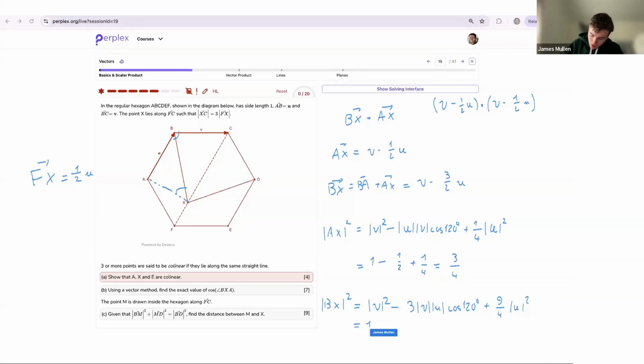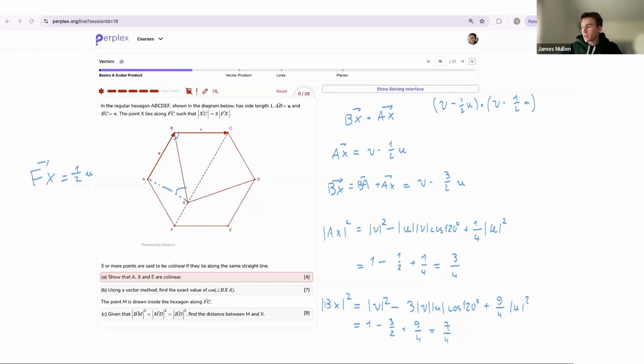That's going to simplify to 1 minus 3 over 2, because cosine of 120 degrees is 1 over 2, plus 9 over 4. If I put everything over 4, that's going to give me 4 over 4 minus 6 over 4 plus 3 over 4. Hmm, so that's going to be 1 plus 3 over 4. That's going to be 7 over 4. Okay? 7 over 4.